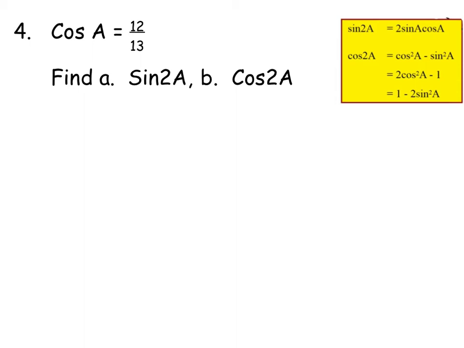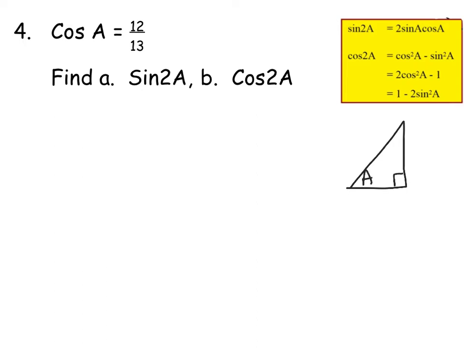Similarly, here's another one. It tells us cos A is 12 over 13. We have to find an expression for sine 2A and cos 2A. So this is going to use the other part of your double angle formulas, these ones here on the formula sheet that I've got in a yellow rectangle. So I'm going to draw my triangle first of all. So cos A is 12 over 13.